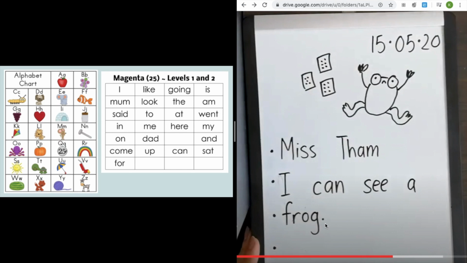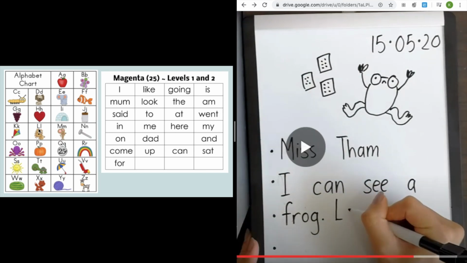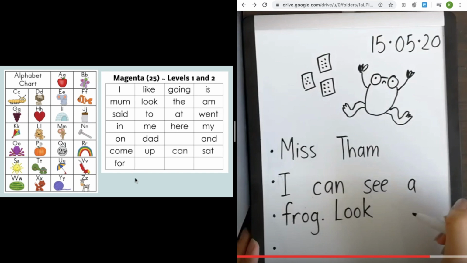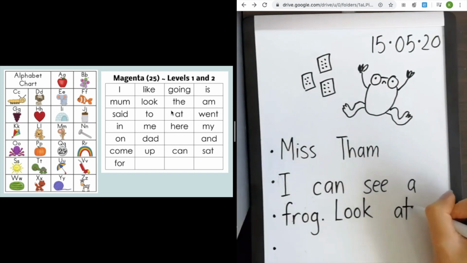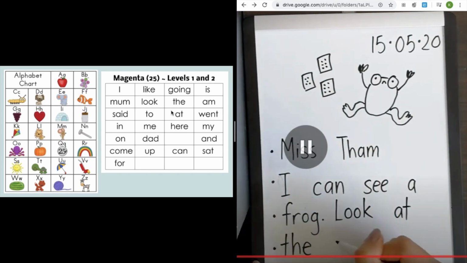Okay. Do I need to write a capital letter over here? Let's check. Is it after a full stop? Yes, so I should be writing a capital letter. And it's also the first word of my sentence. So I'm going to write a big L. And then I'm going to write the rest of the letters. Look. Okay, look at. Let's find the word at. A and a T. And I found it here. So I'm going to write it on my page. Finger space, A, T. At. The. T, H, E spells the.